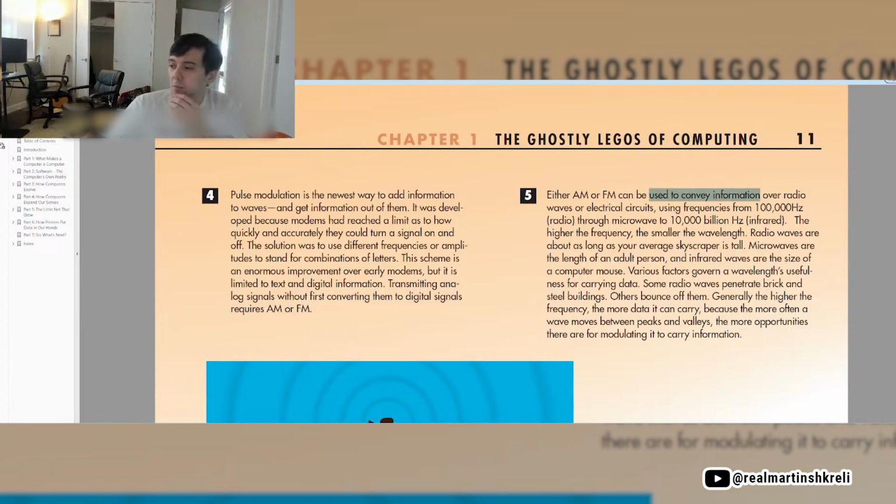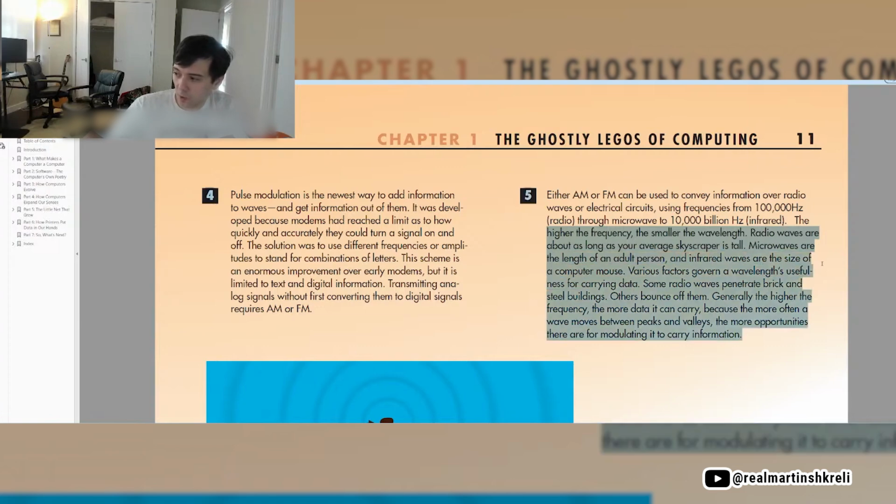Either AM or FM can be used to convey information over radio waves or electrical circuits, using frequencies from 100,000 Hz radio through microwave to 10,000 billion Hz infrared. The higher the frequency, the smaller the wavelength. Radio waves are about as long as your average skyscraper is tall. Microwaves are the length of an adult person, and infrared waves are the size of a computer mouse.